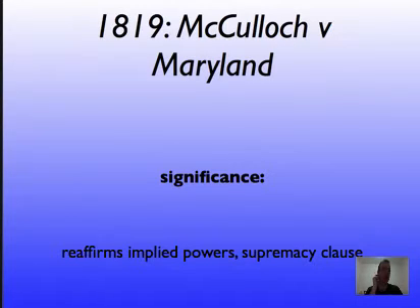In this case, the state of Maryland cannot do something that's going to limit the federal government's ability to do its job. By taxing the Bank of the United States, the state of Maryland was making it harder for the Bank of the United States to help regulate commerce. Therefore, federal law trumps state law. The state is not allowed to tax the Bank of the United States.